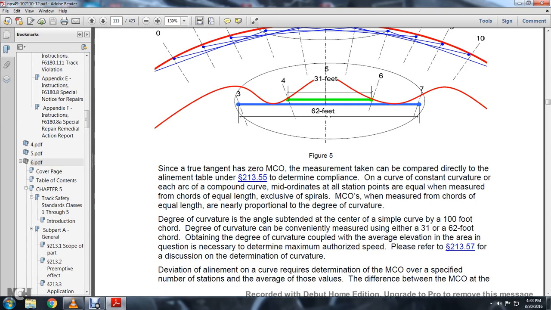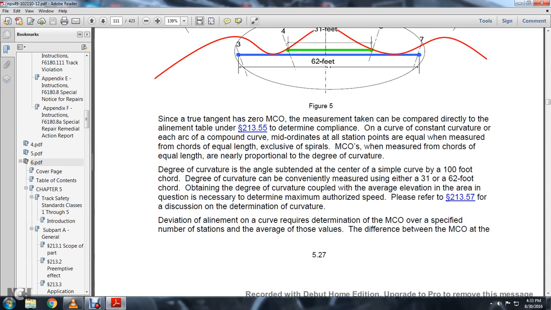Since true tangent has a mid-chord offset of zero, the measurement taken is compared directly to the alignment table of section 213.55 to determine compliance. On a curve of constant curvature, or each arc of a compound curve, the mid-ordinates at all the station points should be equal when measured for chords of equal length. In spirals, mid-chord offsets measured by chords of equal length vary proportionally with the degree of curvature.